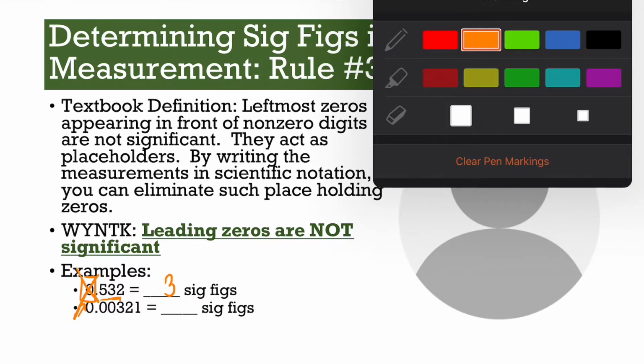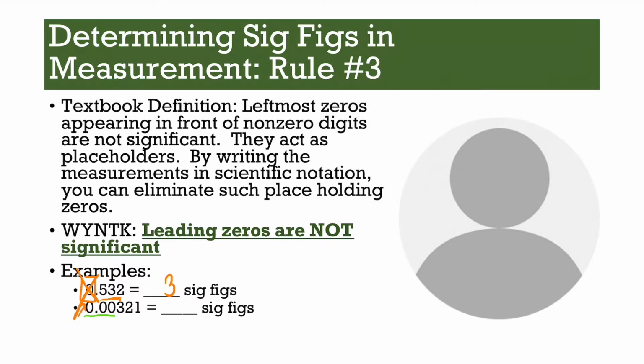In the next one, we have these 3 zeros. Now they all come before the number. They are not significant. They are leading zeros. The only thing we care about are those 3 numbers. And again, we have 3 sig figs.